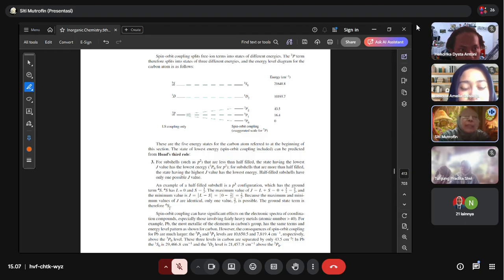So here, for subshells such as p2 that are less than half filled, what does it mean? During senior high school, you called the orbital a kulit. But during your time in the Department of Chemistry of Brawijaya University, you were introduced to it being replaced by orbital. So please explain to us, for subshells such as p2 that are less than half filled, what does it mean?